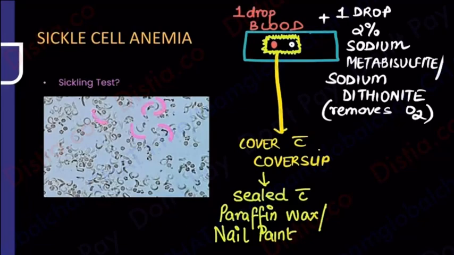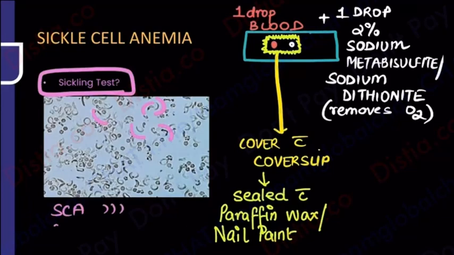But it's a very good test. Sickling test is a very good test. But tell me, sickle cell anemia will also show you sickle cells. Sickle cell trait will also show you sickle cells. Can you differentiate? Is it an anemia case or is it a sickle trait case? Can you also quantify how much sickle cell hemoglobin is there? 40%, 60%, 80%? No, only plus minus.